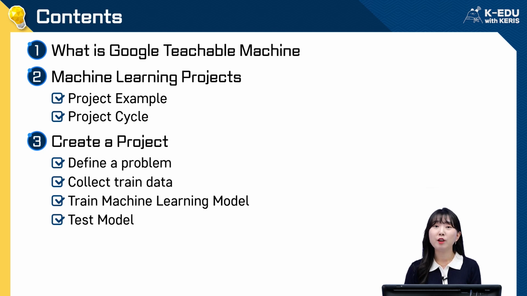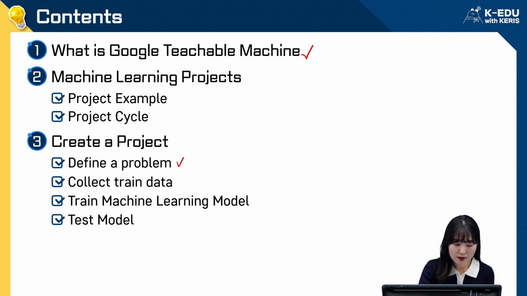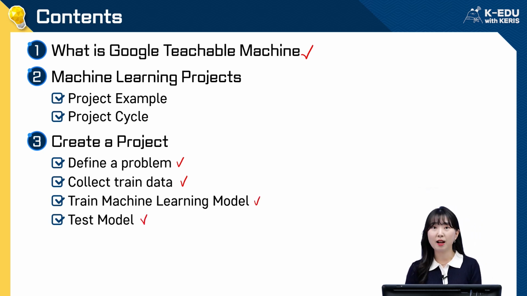In this video, we will learn how to do machine learning projects with Google Teachable Machine. And this is the table of contents. First of all, we will find out what Google Teachable Machine is. And second, I will introduce some examples of machine learning projects and project cycle. And third, I will introduce how to create a machine learning project: to define a problem and collect trained data, train a machine learning model, and last, test the model. Let's find out step by step from now on.